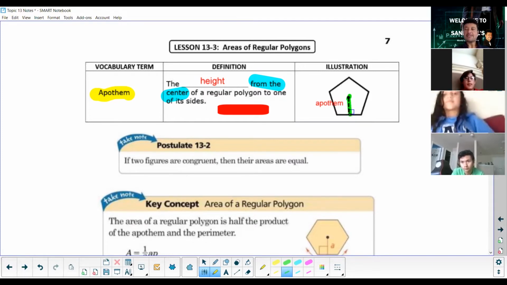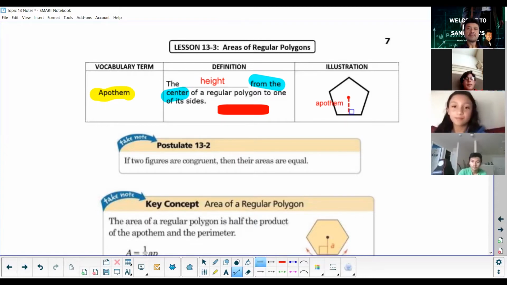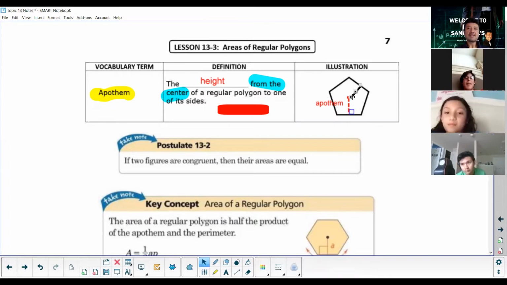So let me ask Max this. Max, is that the only apothem that could exist? No. Give me another one. Let me ask you that. Is that an apothem? Yes. Yeah, technically, as long as I move that to the center.